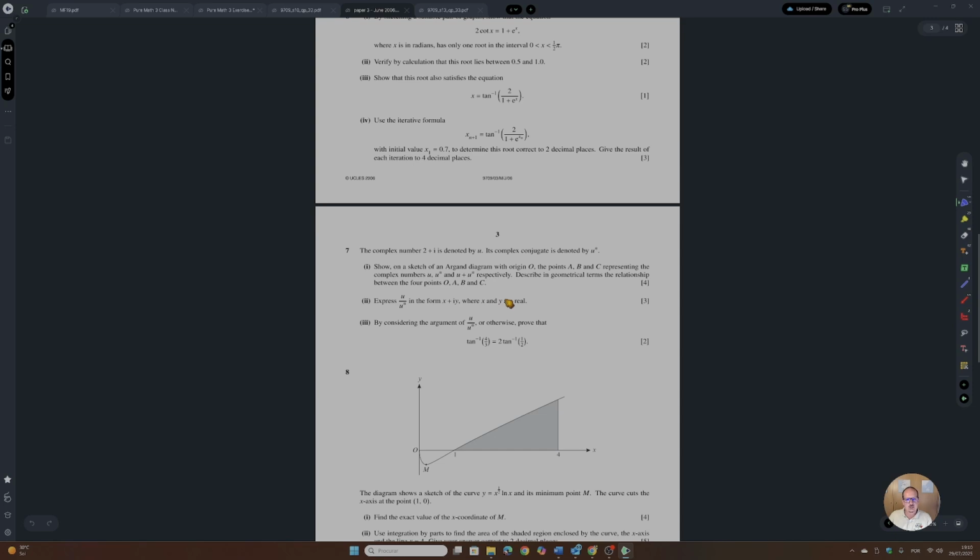Paper 3, June 2006. We are looking at question 7. The complex number 2 plus i is denoted by u. Its complex conjugate is denoted by u star. Show on a sketch of an Argand diagram with origin O the points A, B, and C representing the complex numbers u, u star, and u plus u star respectively. Describe in geometrical terms the relationship between the 4 points O, A, B, and C.